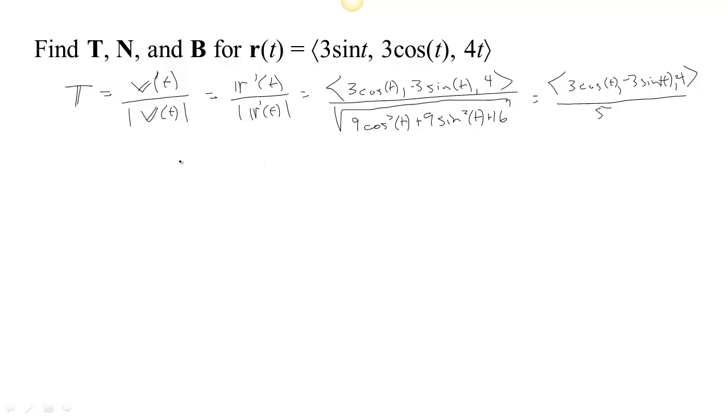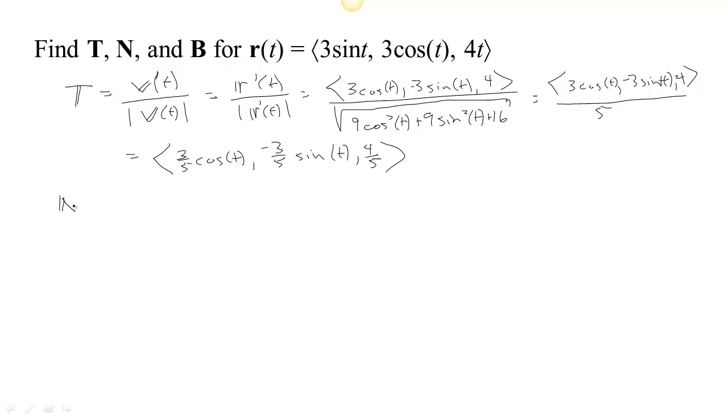So we now have our unit tangent as 3/5 cosine t, negative 3/5 sine t, and 4/5. And you could check this: the length of this vector is 1, because we took a vector divided by its length. That makes a unit vector.